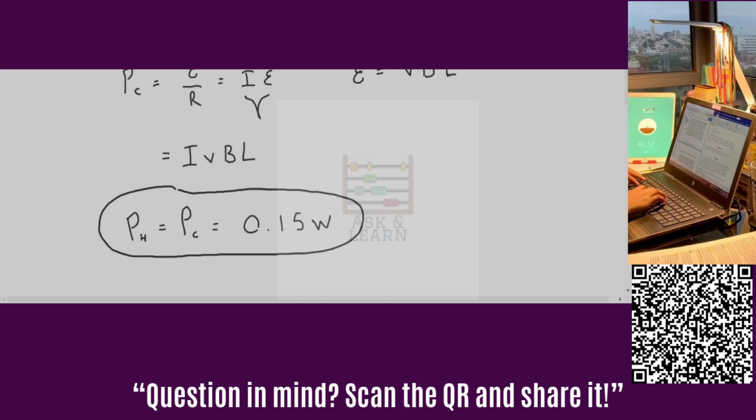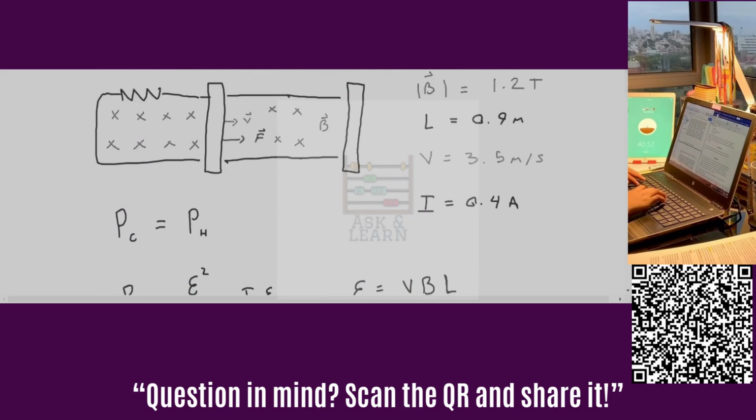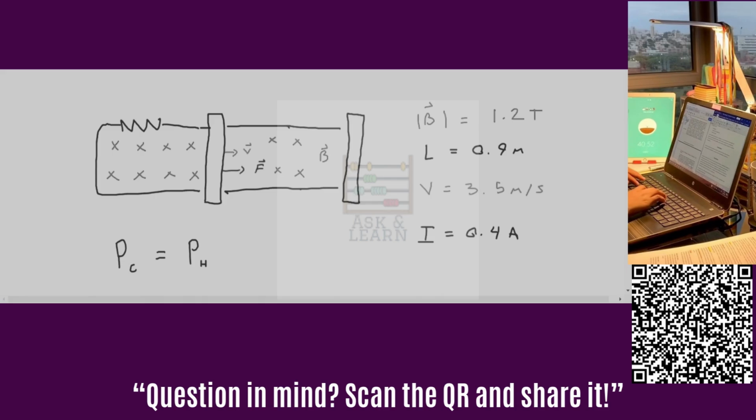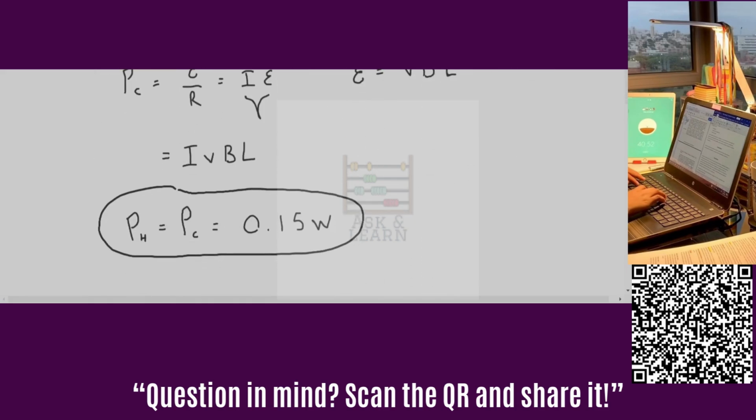So there you have it. By using the conservation of energy and our knowledge about motional EMF and circuits, we were able to determine what the power we were delivering to the circuit by hand was.